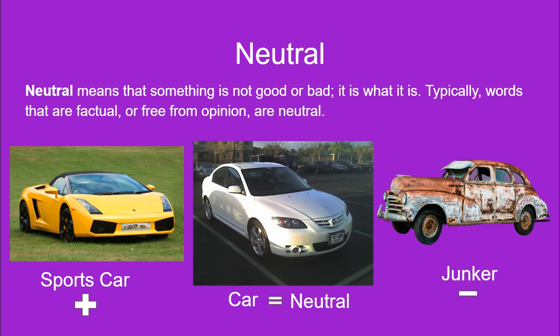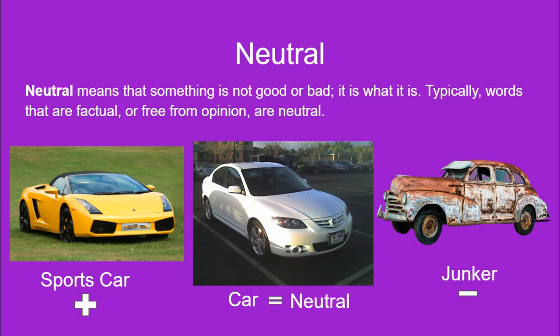So there you can kind of visually see the difference. You've got this car in the middle. It's just a car. There's nothing really impressive about it. I mean, it's clean, but it's just a car. It's neutral. It's just the denotation. On the left, you've got sports car. Boy, howdy. Probably could never afford one in my life, but gosh, do I want one. That is a positive connotation.